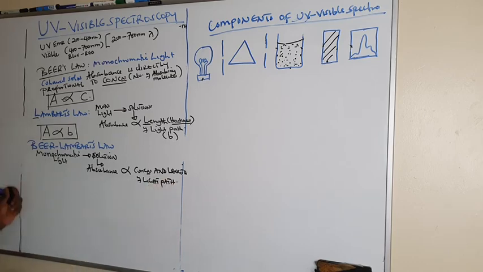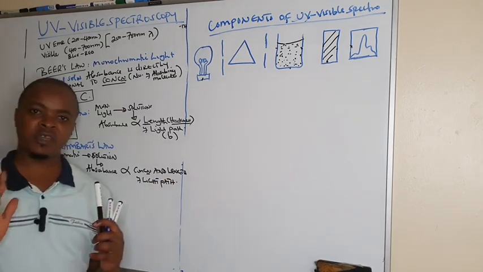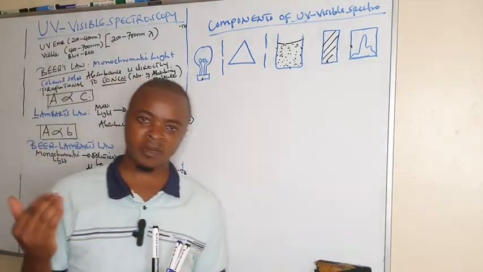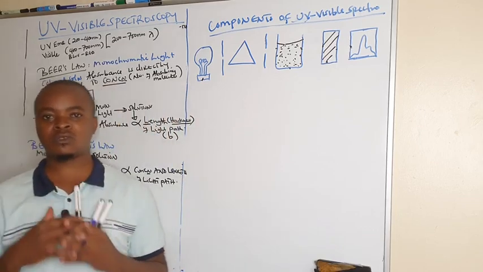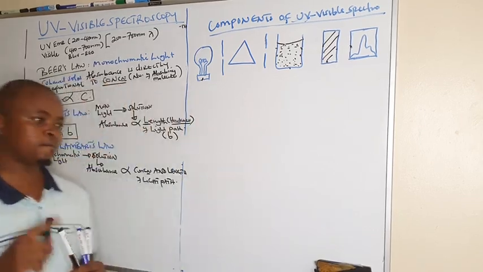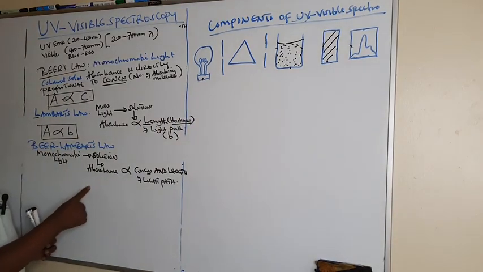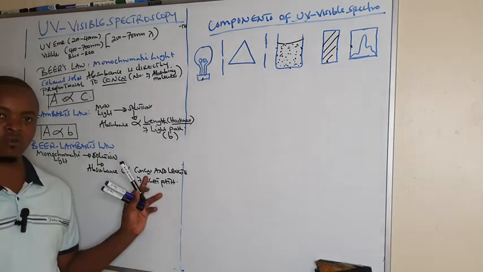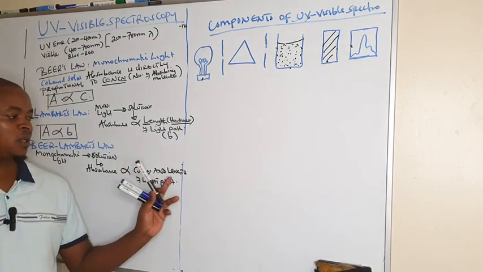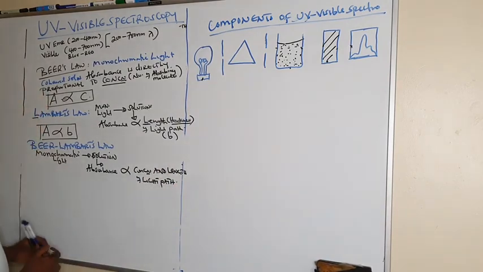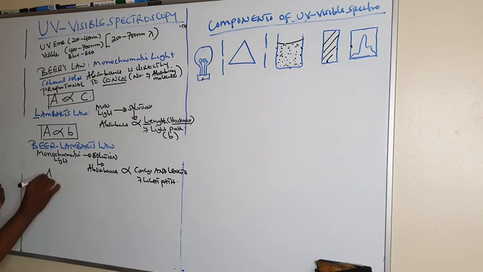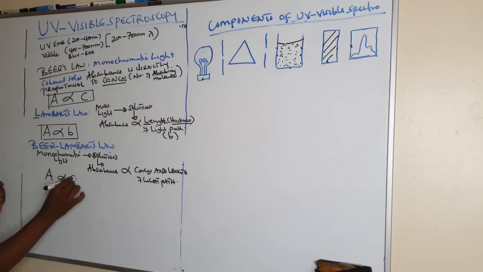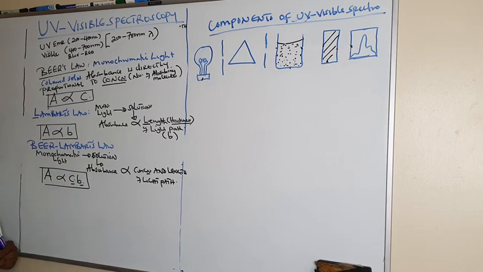This is according to Beer-Lambert's law, that when you have a monochromatic light and it passes through a well-mixed or homogeneous solution, the amount of light absorbed is directly proportional to the concentration, what we are calling the number of absorbing molecules, and length of the light path. And we can say that absorbance is directly proportional to CB, concentration and length of the light path. That is according to Beer-Lambert's law.